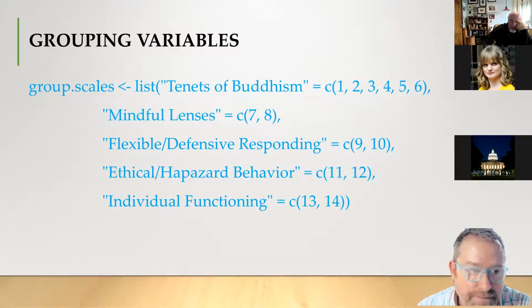So to graph it, I did one more thing before I graphed it. I made a grouping scales data frame. I created a list, and I said the first batch of variables are the tenets of Buddhism, their variables 1 through 6. The next batch are mindful lenses, their variables 7 and 8. Flexible defensive responding, 9, 10. Ethical haphazard behavior, 11, 12. And individual function, 13 and 14.